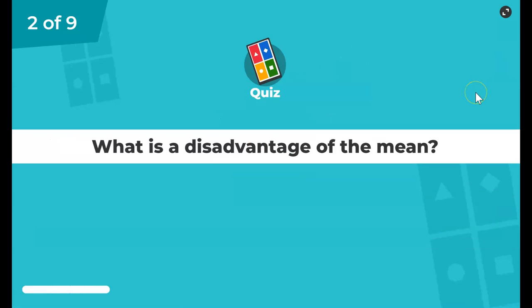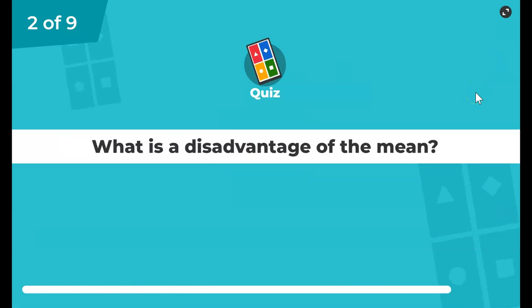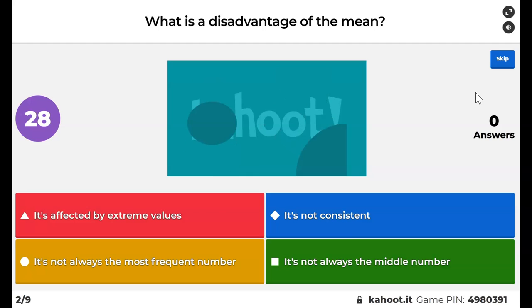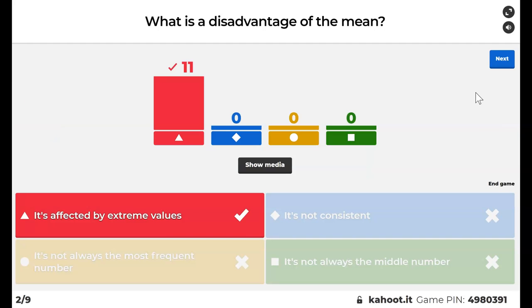Okay, Fran's lazy at the moment. So what is a disadvantage of the mean? It's not doing it, sorry. You can just write the answers down as you go along. You always try and log back out and try and log back in.